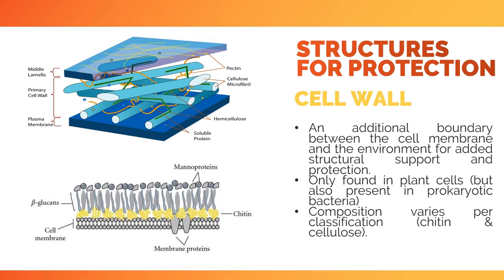It is found in plant cells and also in fungi, but it is also present in prokaryotic cells such as bacteria. Its composition varies per classification. For example, we have chitin for fungi and cellulose for plants.